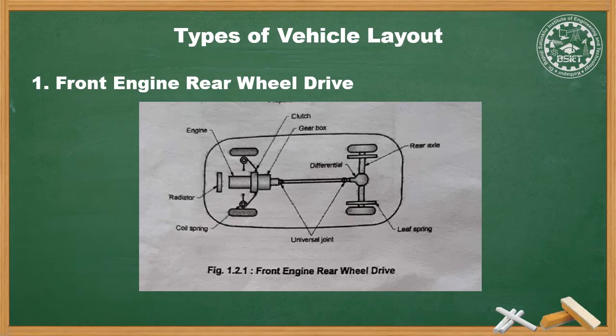In this layout, the engine is mounted at the front. The engine first, then the clutch, then the gearbox unit drives with the help of a universal joint, and the propeller shaft is connected to the differential, and the differential drives the wheels. With the help of coil springs, the front wheels are independently sprung. As shown in the figure, this layout is one of the oldest layouts, which has remained unchanged for many years.